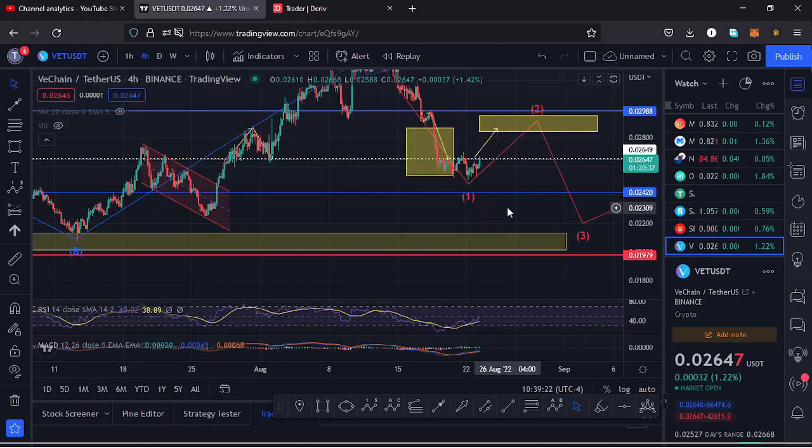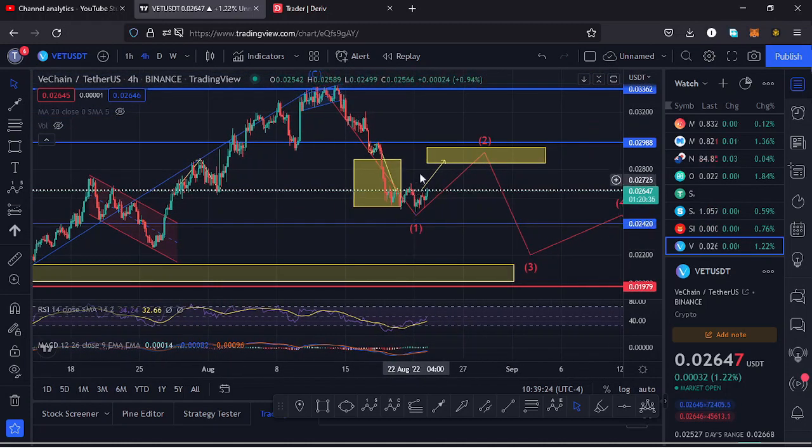So let's be patient and see how that plays out, whether we are going to maximize our yellow target area for the formation of a wave 2, then continue pushing lower in the formation of a third wave. That's all for this video.